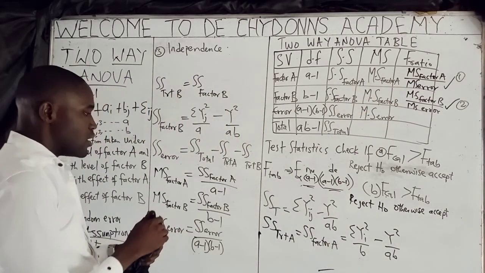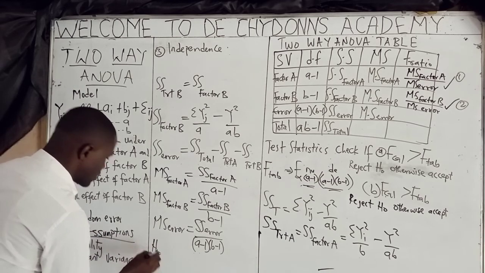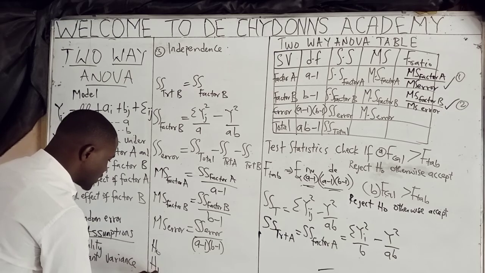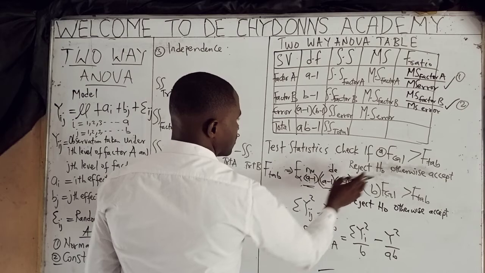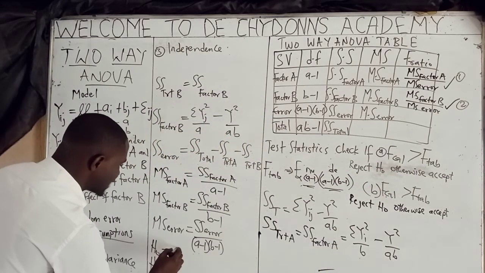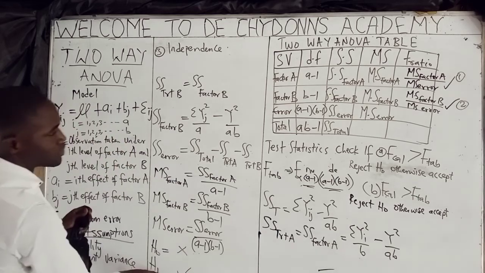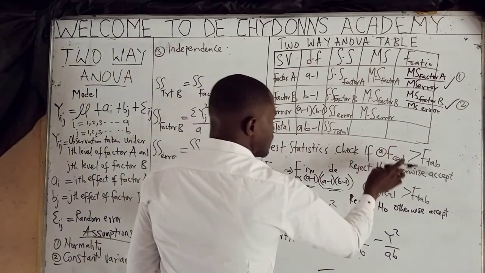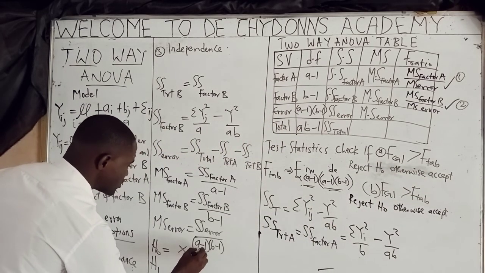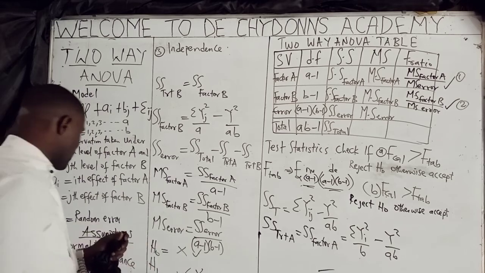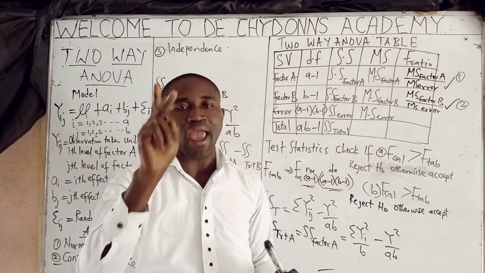this. They will give you what your null hypothesis is and what your alternative hypothesis is. So that if you are rejecting null hypothesis, it means you are rejecting this to accept the alternative. But if you are accepting null hypothesis, it means you are accepting this to reject the alternative hypothesis. So that is all we need to learn on introduction to two-way ANOVA.